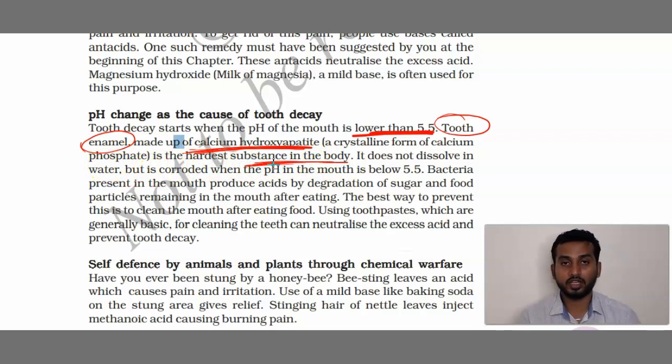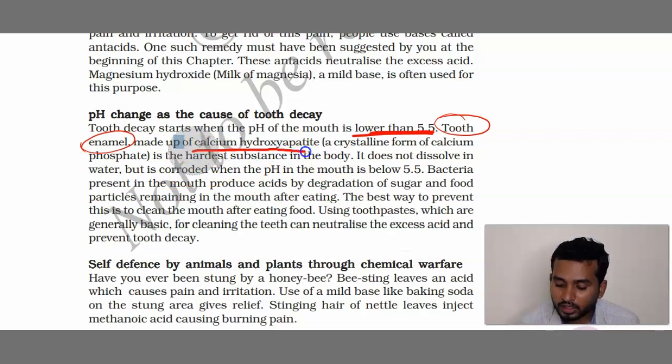1 mark question. It is a very important question. Which is the hardest substance in our body? That is nothing but calcium hydroxyapatite. It is the crystalline form of calcium phosphate. That is the hardest substance present in our body. It does not dissolve in water, but it is corroded when the pH of the mouth is less than 5.5.